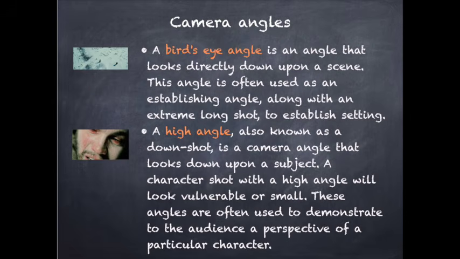A bird's eye angle is an angle that looks directly down upon a scene. This angle is often used as an establishing angle, along with an extreme long shot to establish setting. A high angle, also known as a down shot, is a camera angle that looks down upon a subject. A character shot with a high angle will look vulnerable or small. These angles are often used to demonstrate to the audience a perspective of a particular character.